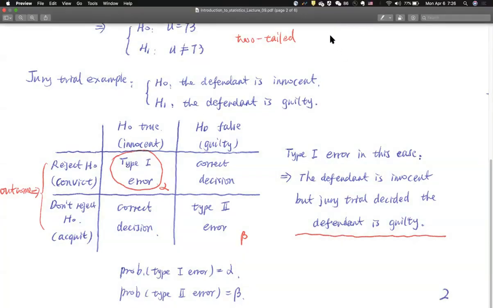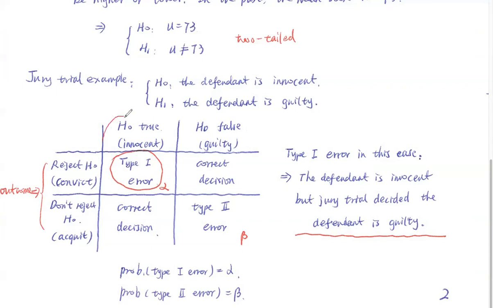Let me try to draw something. This column here, right? This person, if we know they're innocent, but the jury outcome is coming from here, right? Say the jury outcome is that the defendant is convicted. That means the defendant is, in fact, innocent, but the jury says guilty. We are making a mistake. So this is what we call type 1 error, type 1 mistakes. We want to control that, right?